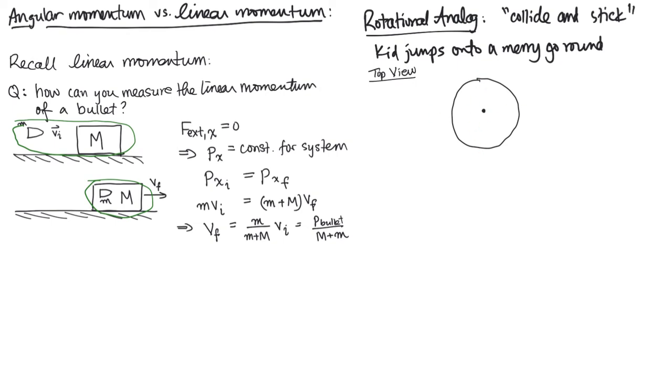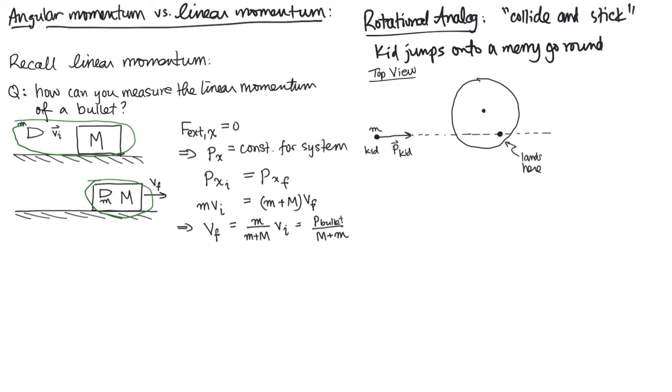And then we have this kid over here that's running with some initial momentum. We'll call it P kid. And the kid's going to run towards the merry-go-round, jump onto it, and land. And we're asking the question, what is the angular speed of the merry-go-round after the collision? Kind of an analogy to what is the linear speed of the bullet and block after the collision.